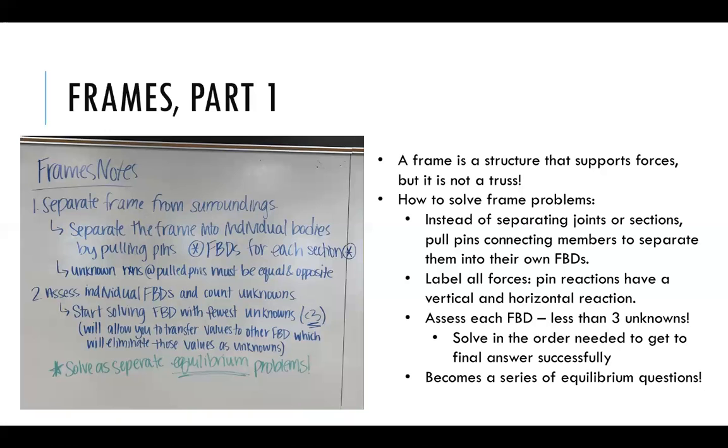So it's very similar to trusses in that it's kind of like method of sections, where you solve the part that you care about, and you can only do that in terms of the number of unknowns in the free body diagram. But other than that, the only difference is that you're not cutting anything, you're just separating bodies. And then again, it becomes just a series of equilibrium problems.